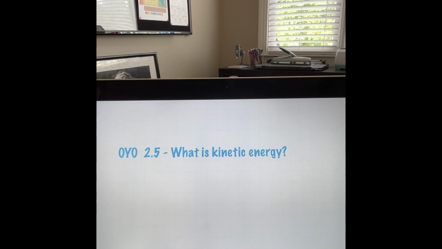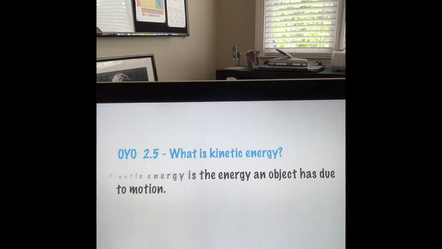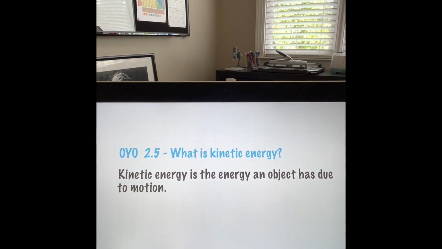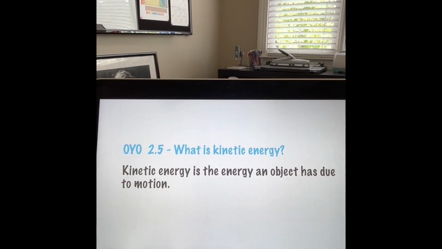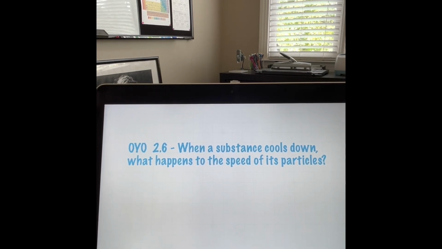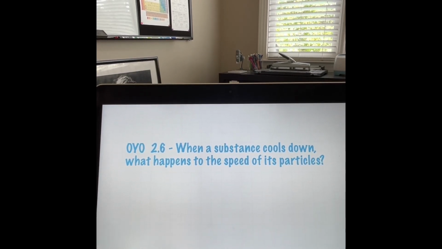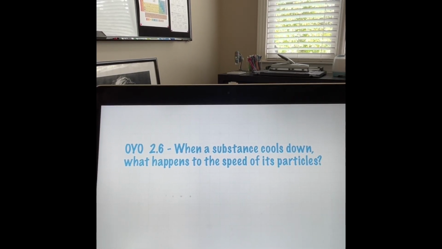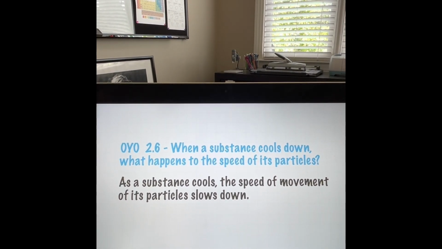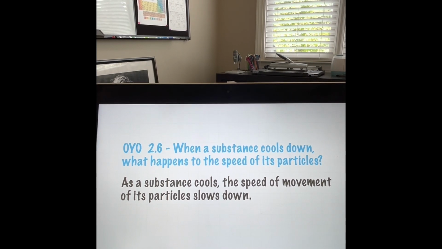On your own, 2.5, what is kinetic energy? Kinetic energy is the energy an object has due to motion. On your own 2.6, when a substance cools down, what happens to the speed of its particles? As a substance cools, the speed of movement of its particles slows down.